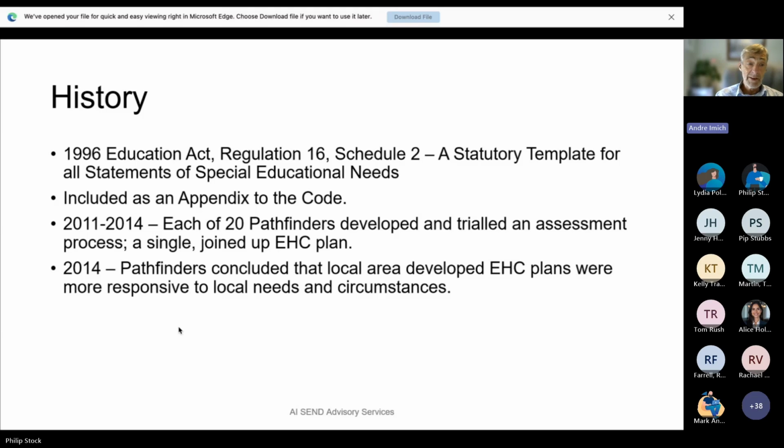If you want to find it, if you've got an old code of practice, I think the last one was 2004, 2003? The one prior to the 2014 reforms. It was there at the back of the code, 3 sides, the template for a statement of special educational needs. And local authorities had to follow that template. They could not veer from it. And actually, all statements looked very similar.